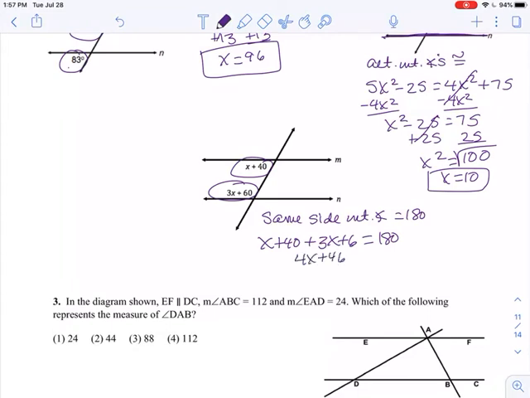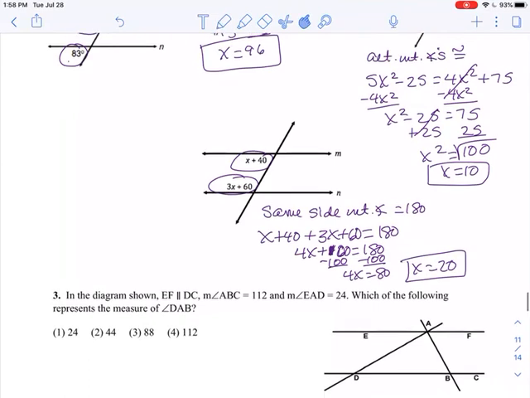X plus 3x is 4x. I subtract 46. 4x equals 134. And what did I do here? Oh, this was 60. Sorry. This was 60. So this is 100. I knew something was going on because they weren't going in evenly. So I'm subtracting 100 and just fixing that. In fact, let me just erase this. Okay, start over. So I'm going to subtract 100. 4x equals 80 and x equals 20.